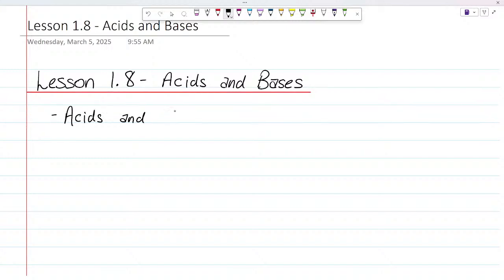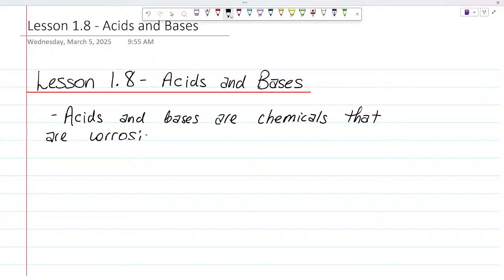So, acids and bases are chemicals that are corrosive when dissolved in water. So some acids are a gas dissolved in water. Some acids are a solid dissolved in water. Some acids are a liquid dissolved in water. Same with bases. But regardless, when they're dissolved in water, they are corrosive.